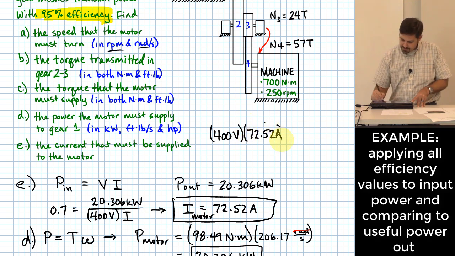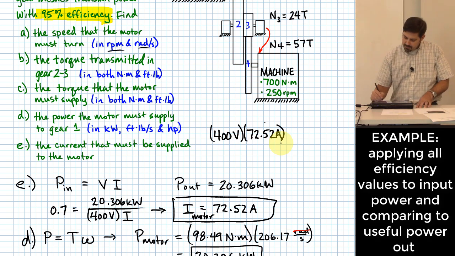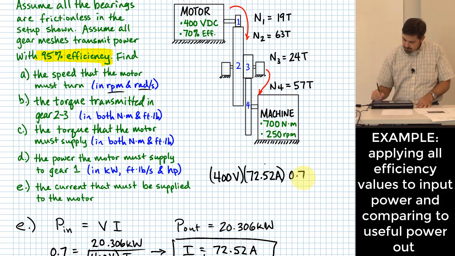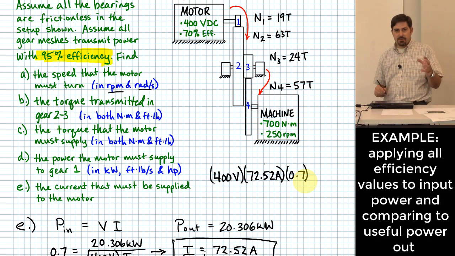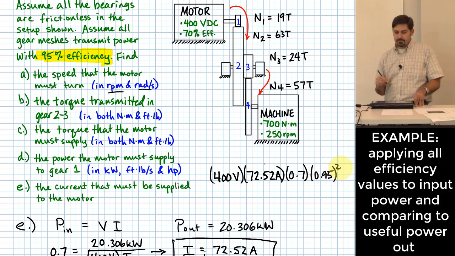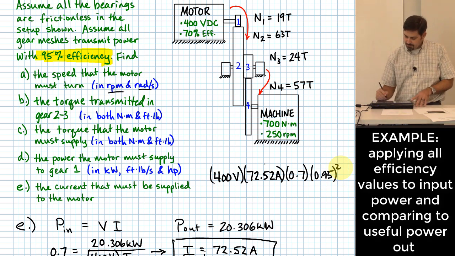Okay? That's how much electrical power we are supplying. Now, let me have you multiply that by the efficiency of the motor, and then each of the efficiencies of the two gear interfaces where they lose basically 5% each one. They're 95% efficient for each one of those. So let's multiply this by 0.95 squared. Okay? And tell me what you get.